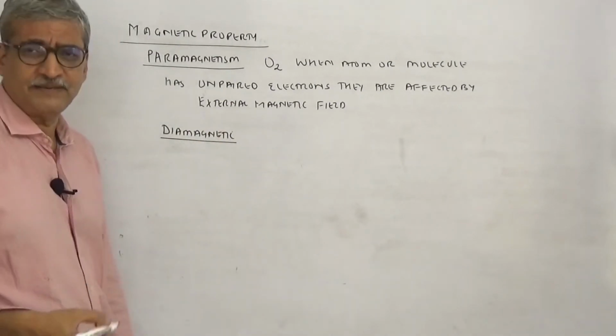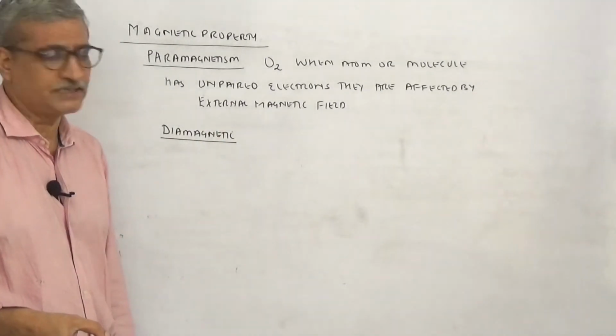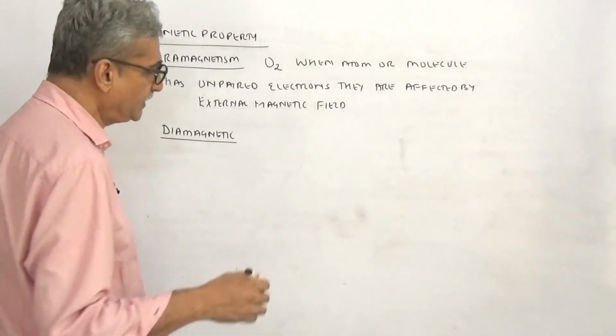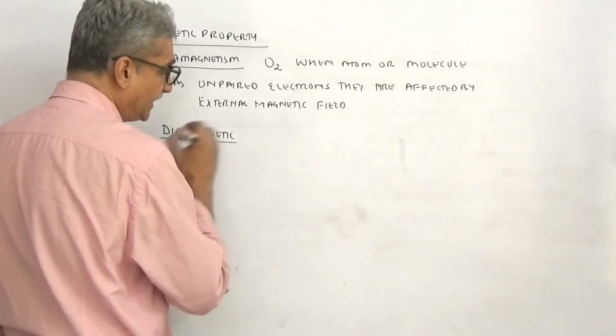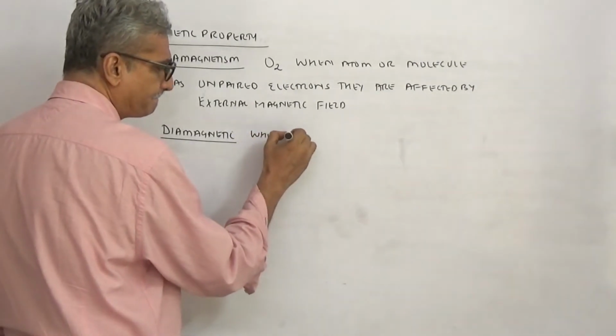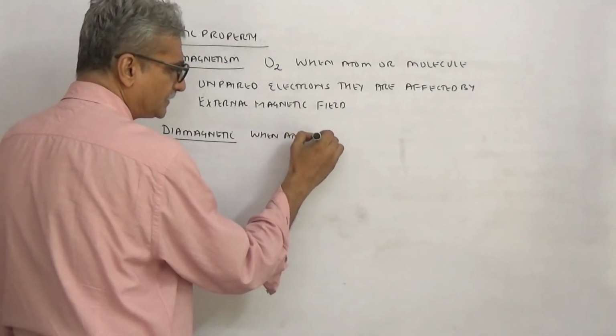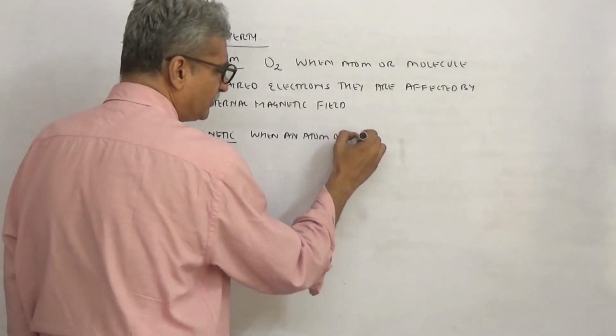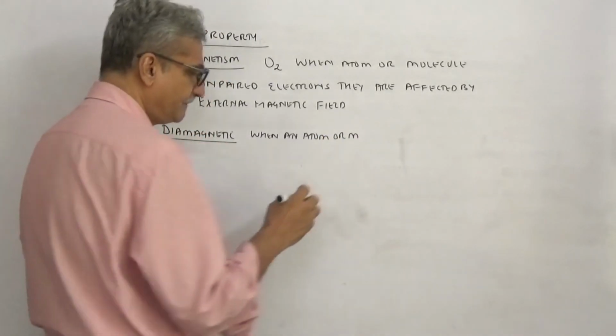When they don't have unpaired electrons, it is clear. All these inert gases are diamagnetic. Manganese oxide, they are diamagnetic.